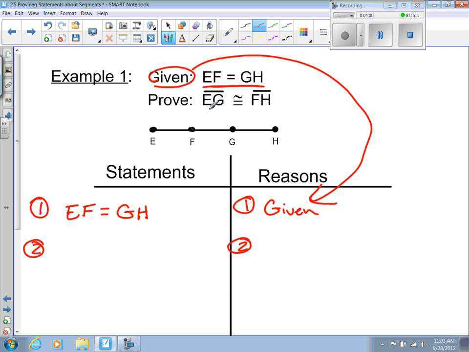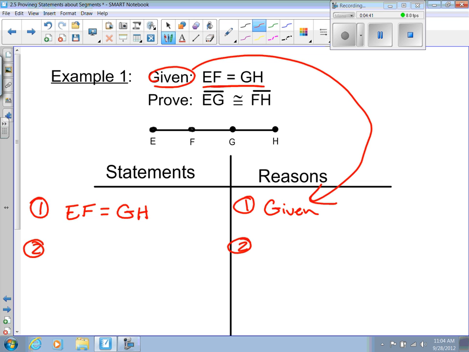Here's my statement that the length of EF, or the distance of EF, equals the distance of GH. I'm given that. And I look at this and I see that I want to prove something about the segments being congruent. So when I have the length of EF equaling the length of GH, I would like to get into saying that those segments are congruent. Actually, I'm probably going to hold off on that a little bit later. We'll come back to that.